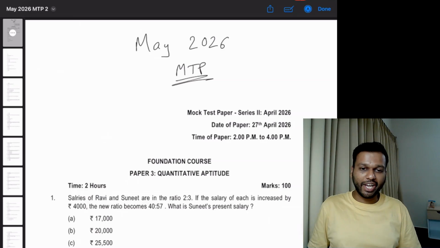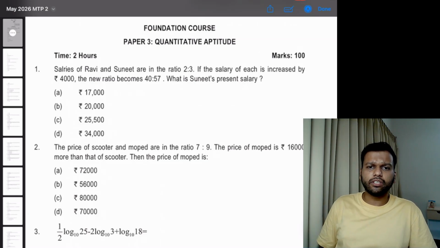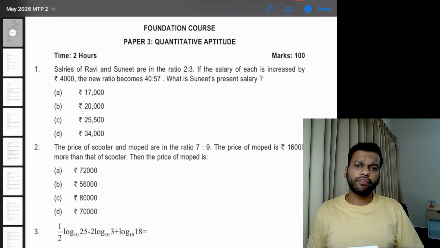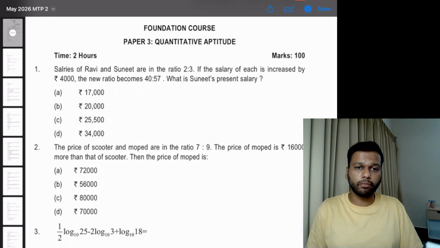So let's start with the MTP. First 20 questions. Salaries of Ravi and Suneet are in the ratio 2:3. If salary of each is increased by 4,000, the new ratio becomes 40:57. What is Suneet's present salary?